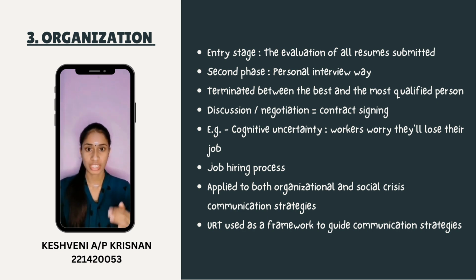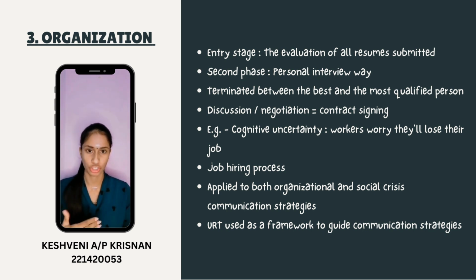For those whose qualifications are found to fit the requirements of the organization or the company, they will move up to the second phase, which is the personal interview phase. During the personal interview phase, it's possible that the process can also be terminated. Only the best and most qualified person will be hired for the position. Then later an offer will be made. Then there will be a discussion or a negotiation, like a contract signing, which will establish the relationship between the person and the organization.